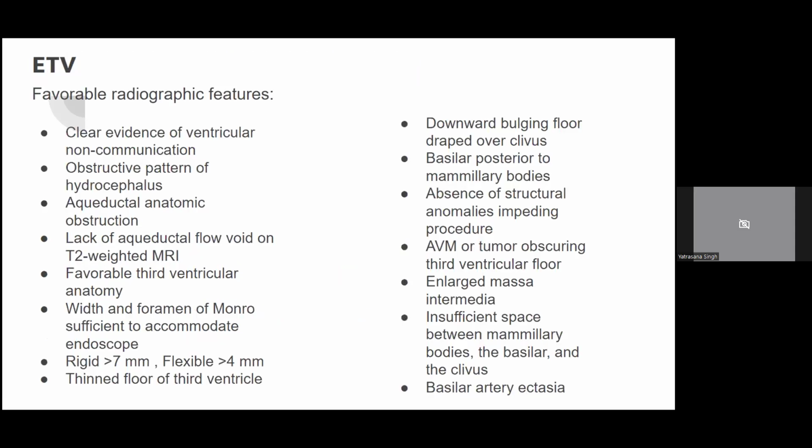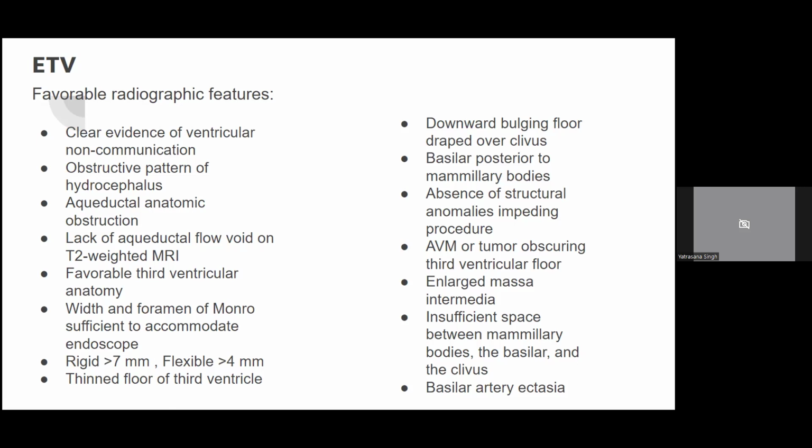Favorable radiographic features include clear evidence of ventricular non-communication on CT scan, if there's an obstructive pattern of hydrocephalus, if there's aqueductal anatomic obstruction, lack of aqueductal flow void on T2 weighted MRI, favorable third ventricular anatomy, if the width of the foramen of Monro is sufficient to accommodate the endoscope. It is favorable with a rigid endoscope more than 7 millimeters or flexible more than 4 millimeters.